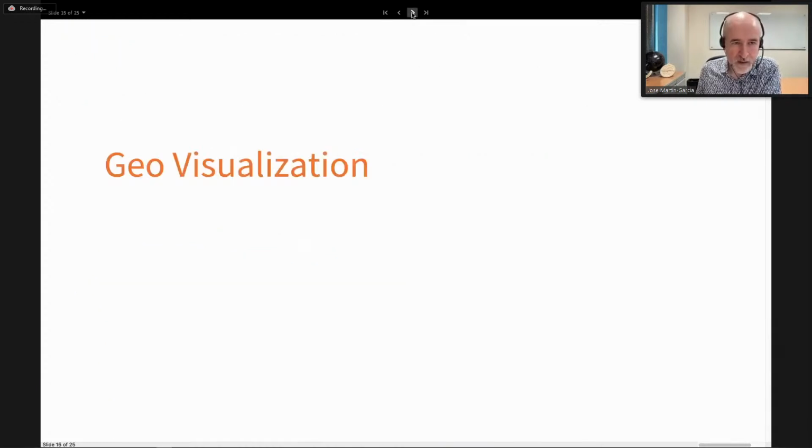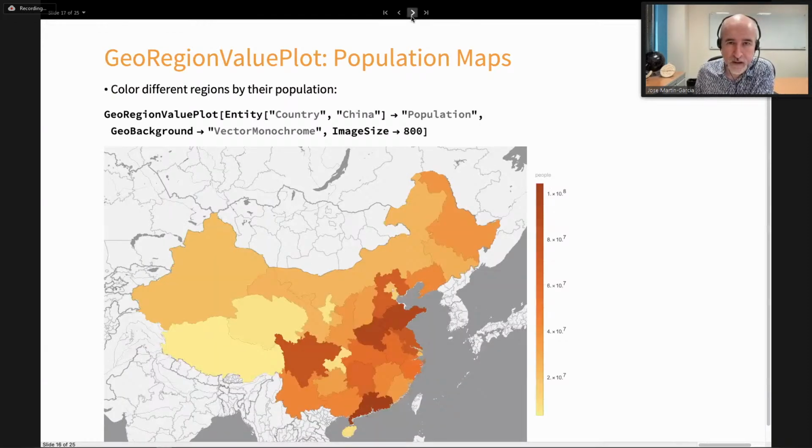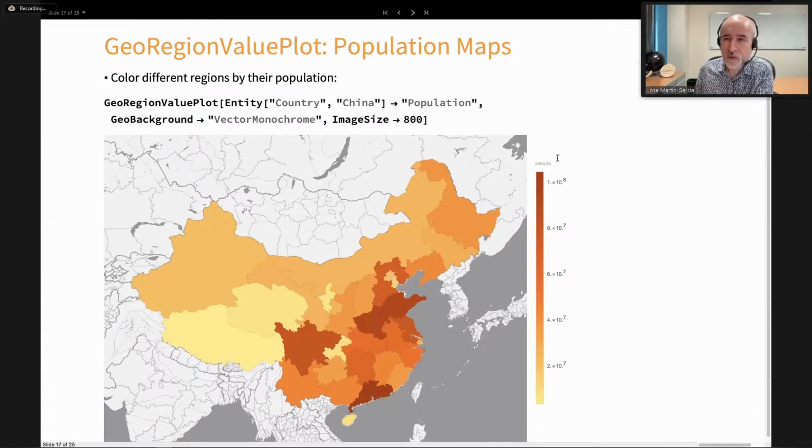Okay, so that was about geocomputations. And now I'm going to start the last section of the talk dedicated to geovisualization. So how do we represent data on those maps that we computed with geographics? Okay, so we do this via a collection of functions, geovisualization functions.